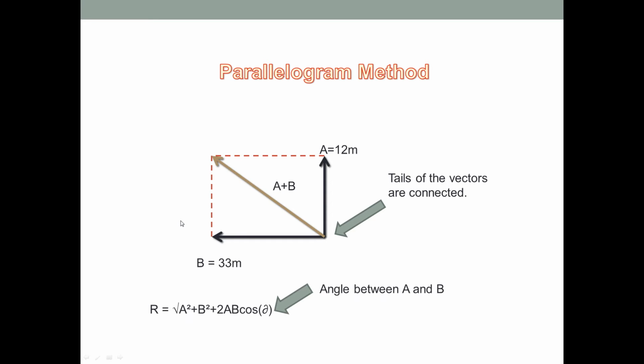Okay, and the resultant formula is the square root of a squared plus b squared plus 2ab cosine of alpha, where alpha is the angle between the two vectors. Okay, now the angle here is 90 degrees, and if you remember from trigonometry, cosine of 90 is 0, so the answer becomes the square root of a squared plus b squared. Okay, and this is the magnitude of A plus B, and when you draw it, you get the direction. Okay, hope this makes sense.